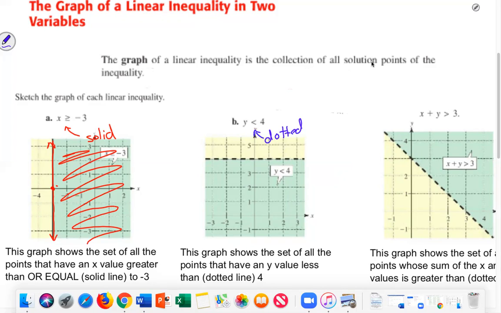Y equals a number is going to be a horizontal line. So we go to where y is 4, which is right here. And then I'm going to make a dotted line through that. Now it says y is less than 4. So where are my numbers less than 4? Above or below? Below. So that's why I shaded below. So that's my answer.